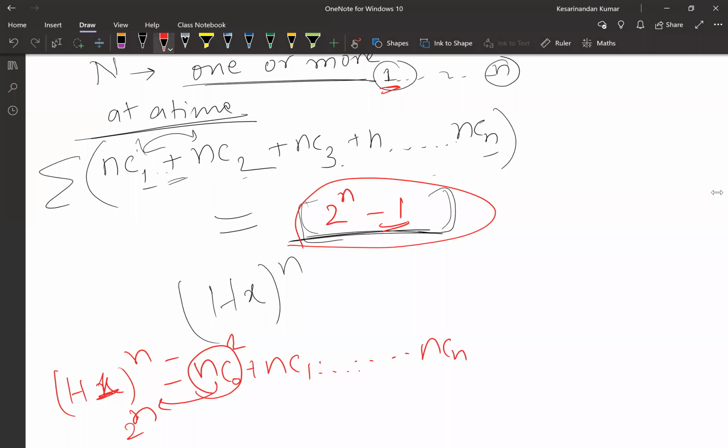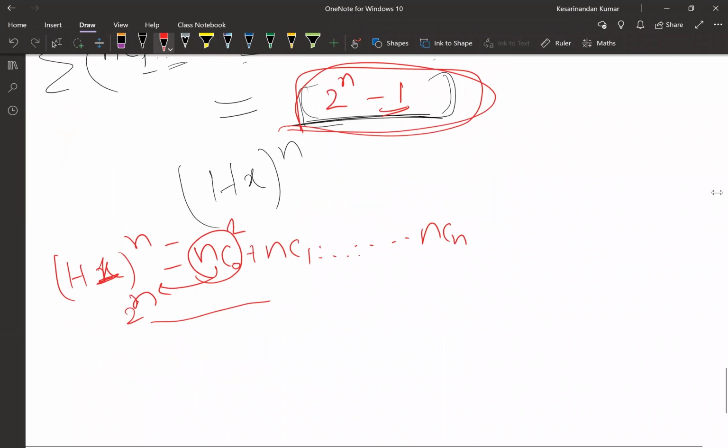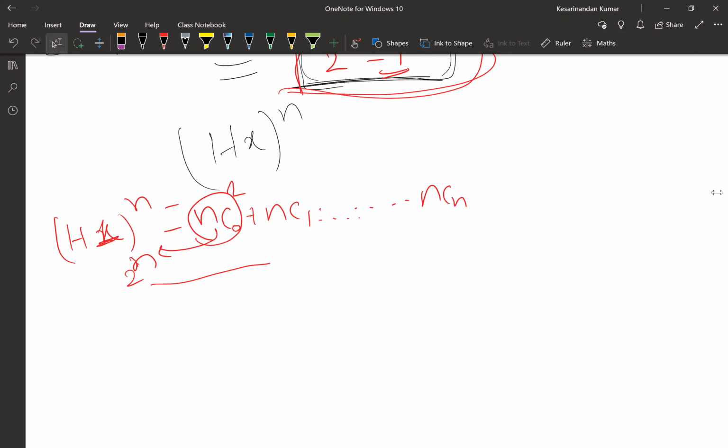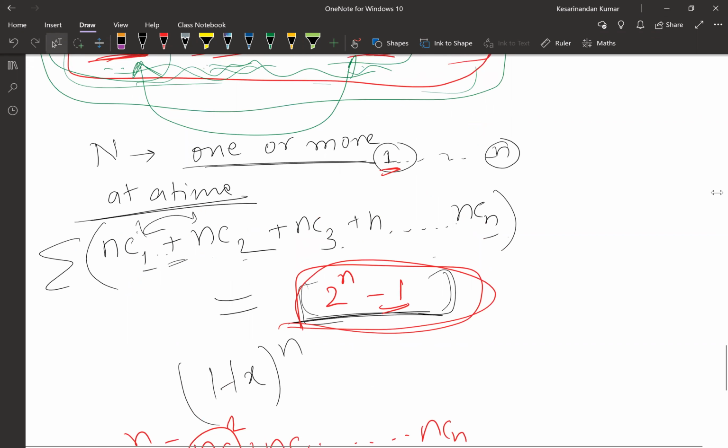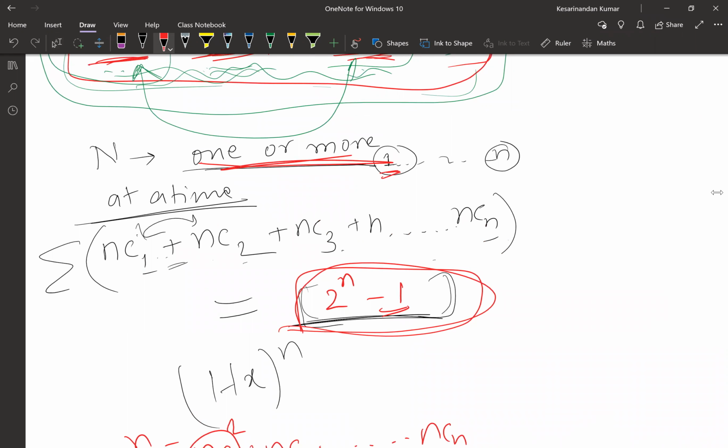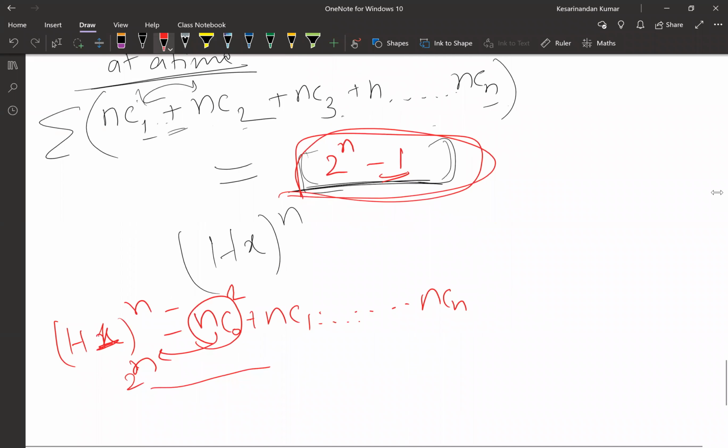Everybody clear with how we got this formula? Any doubts? Okay, perfect. So take a note of it: the number of ways of selecting one or more items from n given items is 2 raised to n minus 1.